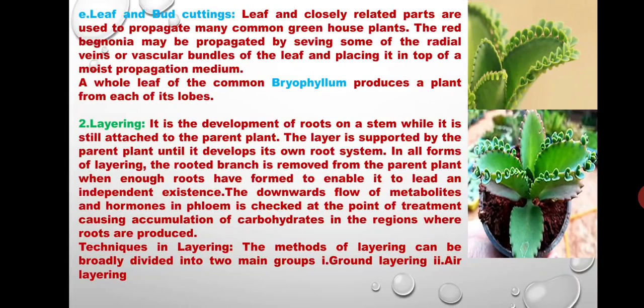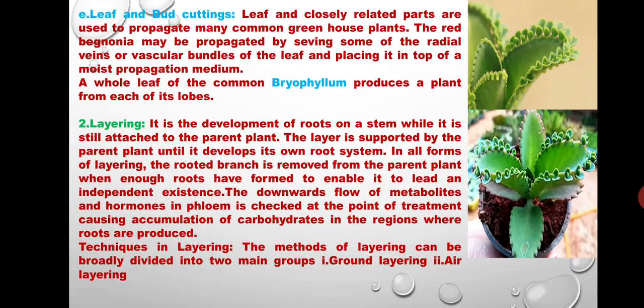The downward flow of metabolites and hormones in the phloem is checked at the point of treatment, causing accumulation of carbohydrates in the regions where roots are produced.